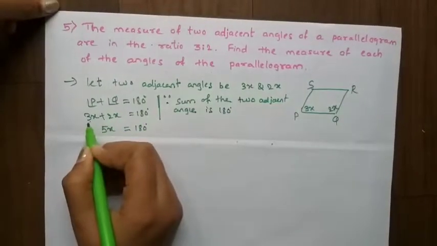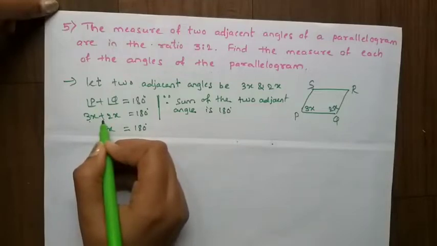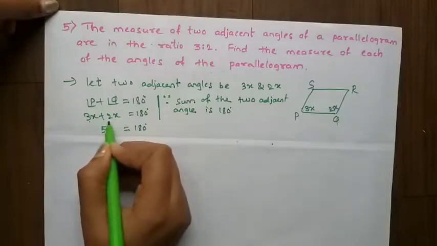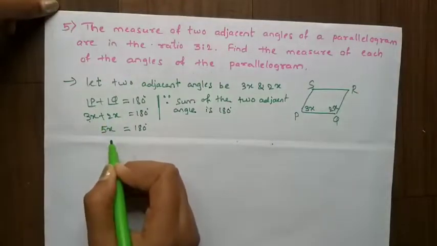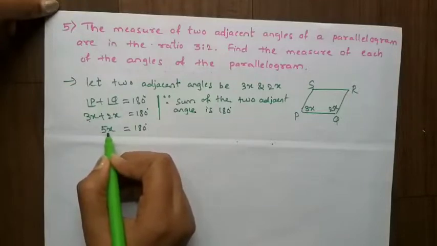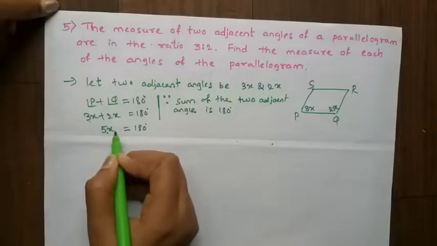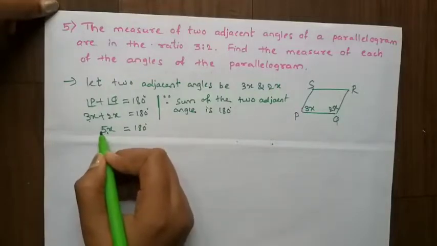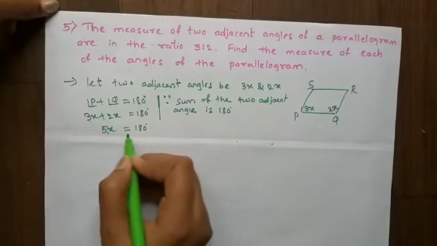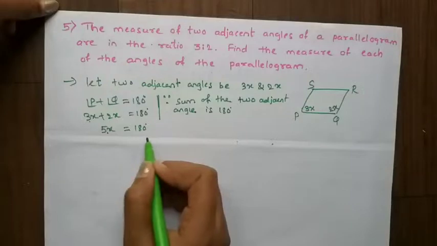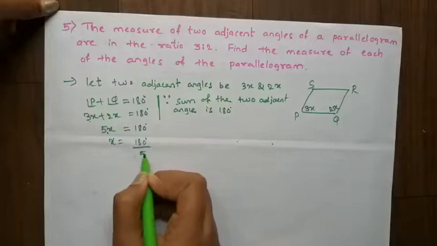3x plus 2x is 5x, equal to 180 degrees. Here we should not multiply 3 into 2. In between 3x and 2x we have the addition symbol, so we add 3 plus 2, which is 5. Both terms have the same variable, so we write 5x. Here 5 is a constant value. When it goes to the right hand side, the 5 becomes the denominator. So x is equal to 180 degrees divided by 5.